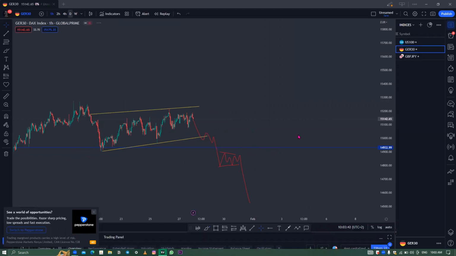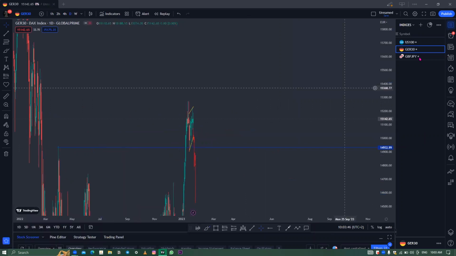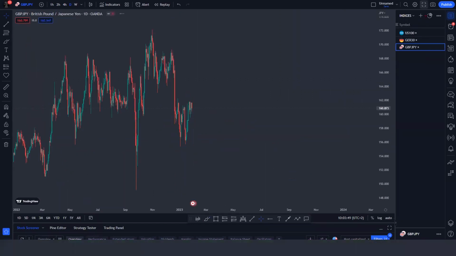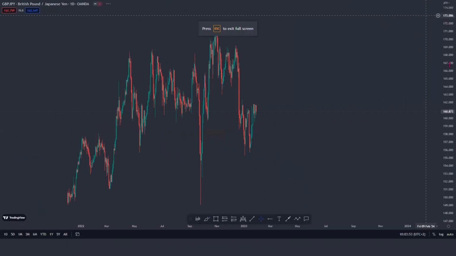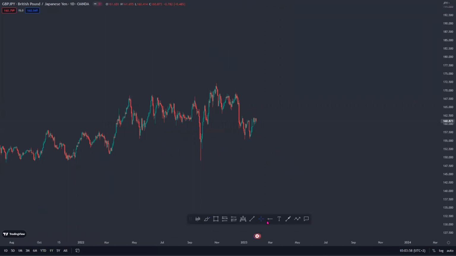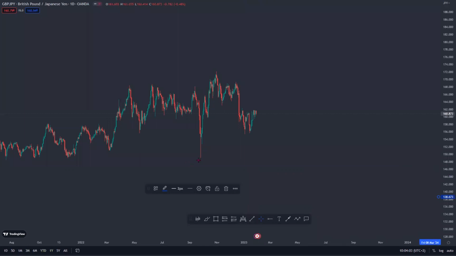So let's go to another pair, which is Gbpjpy on a daily time frame. On Gbpjpy, this is a daily time frame. This is our lowest low, and this is our highest high. Let's go straight to 4 hour.